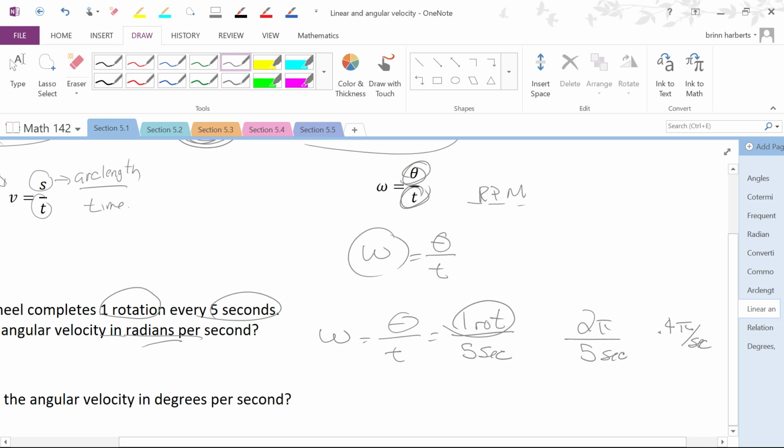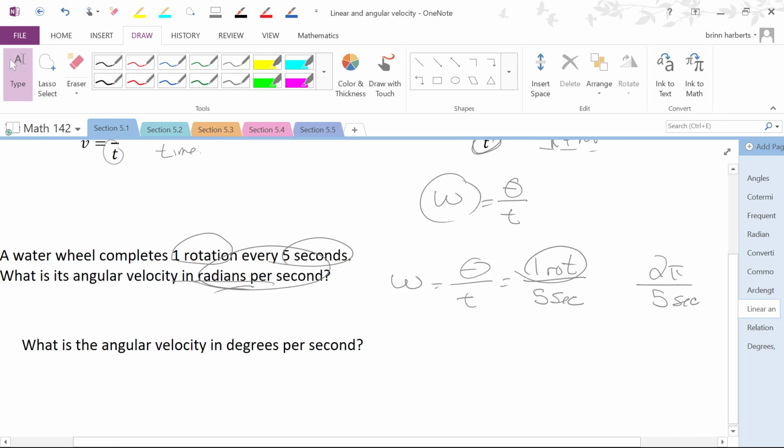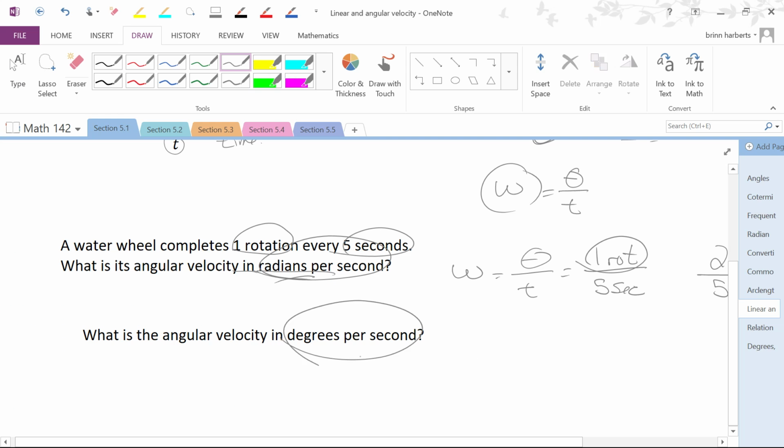Okay. Now, they asked me for radians per second. I could also find the same thing in degrees per second. If it has 1 rotation in 5 seconds, they want not rotations per second, they want degrees per second. So how many degrees are there in one rotation? 360 degrees, because one rotation is a whole circle. Divided by 5 seconds. 5 goes into 360 72 times, so 72 degrees per second.